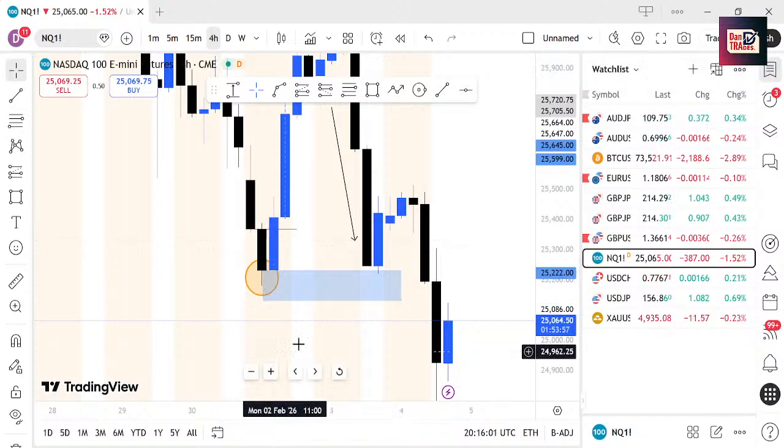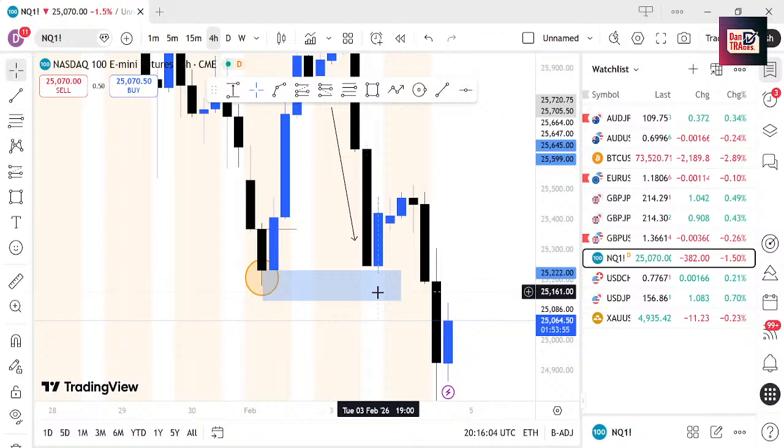Now look at this, for example. When I picked this area as a support, it didn't react for long. It reacted for just a short period of time. That's 1, 2, 3, 4. It just reacted for 16 hours and came back down.